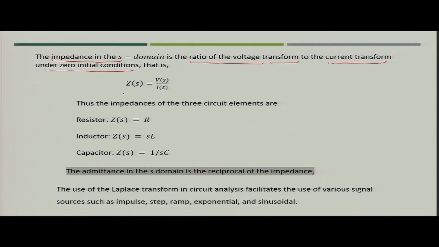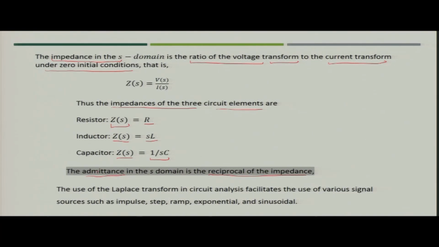So, we can write the impedance Z(s) in the S domain as nothing but V(s) upon I(s). So, the impedance of the three circuit elements which we discussed will become: Z(s) for resistance will be only R, for inductor it will be Z(s) equal to sL, for capacitor the Z(s) would be 1 upon sC.